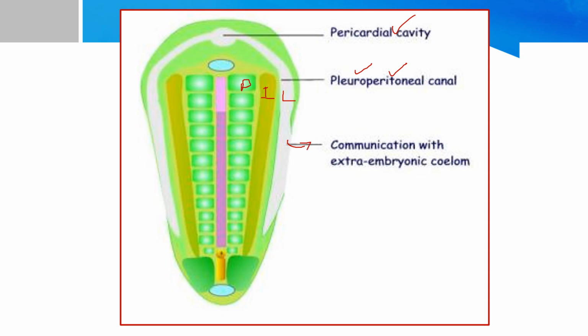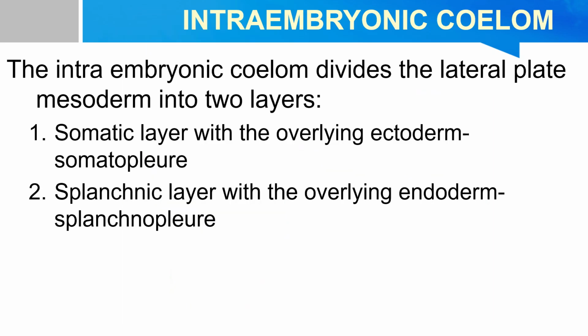You can appreciate there is one part still cephalic to this which is not divided. So what is that part? The intraembryonic coelom, as I have already told, divides the lateral plate into two layers. The somatic layer with the overlying ectoderm will be called somatopleure. So that is intraembryonic. The splanchnic layer with the endoderm will be called splanchnopleure.